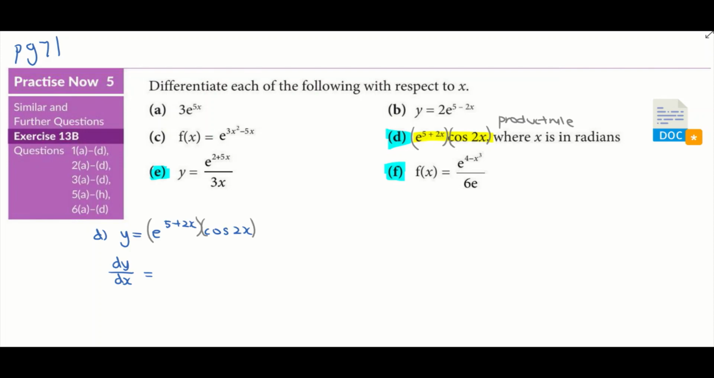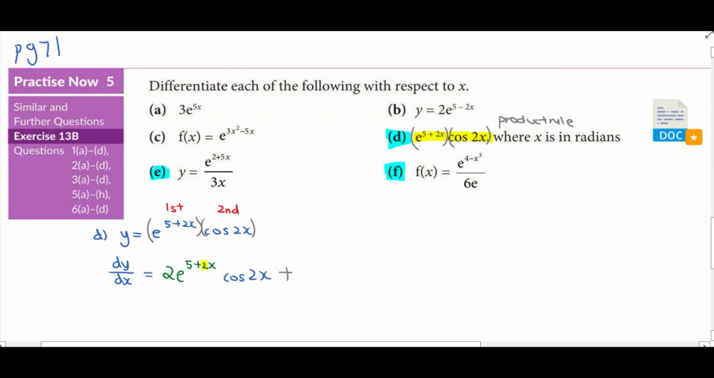So by product rule, I will differentiate first and keep the second. Differentiating first will give me the exponential differentiation: keep the original term, and then differentiate the power, put in front. When I differentiate the power, it becomes 2. So I will put the 2 in front. And then I will keep my second term. Then plus or minus? Plus.